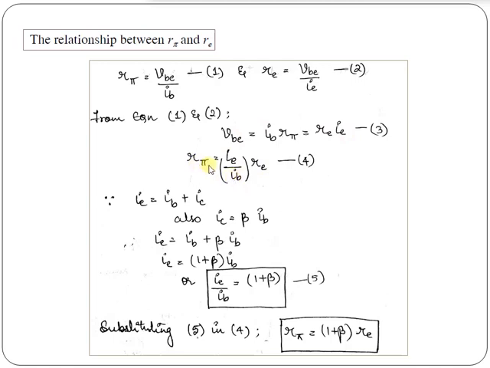So rewriting, rπ is equal to ie by ib into re, equation number 4, and we know that emitter current is the sum of base current and the collector current. Also the collector current is beta times ib, so we get ie by ib is equal to 1 plus beta. And when you substitute this equation number 5 in equation number 4, we get rπ to be equal to 1 plus beta into re. This is one of the important derivations which is usually asked, so kindly remember this.